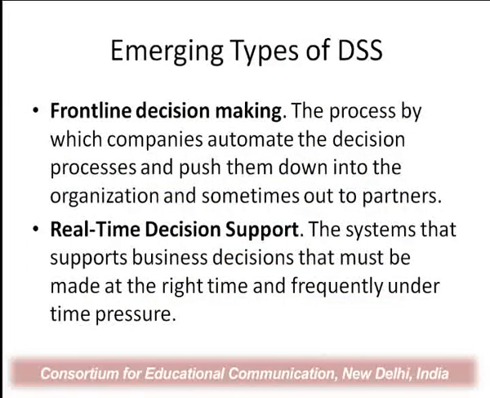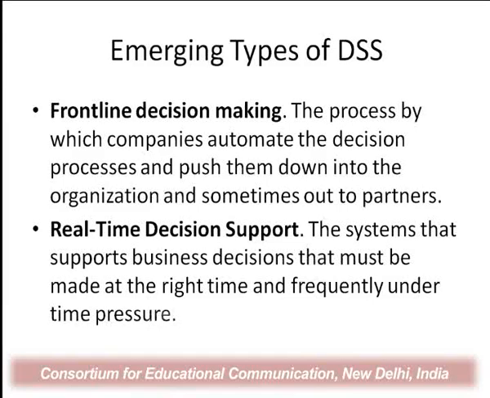Basically, if we look at the emerging types of decision support systems, these days we are seeing a frontline decision making support system. The frontline decision making support system is the process by which companies automate the decision process and push it into the organization, and sometimes out to the partners also.